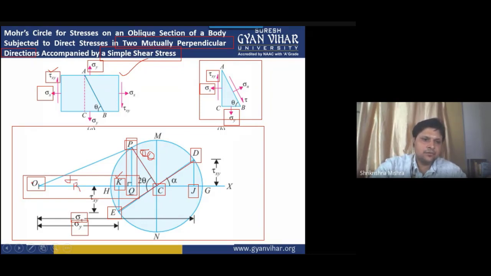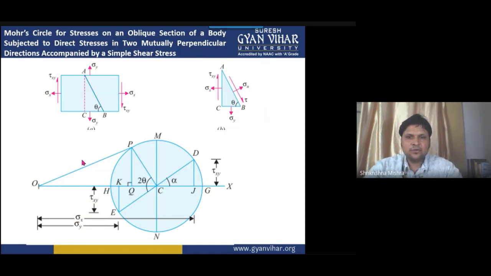For the resultant stress across the inclined plane, you will find the length OP. Whatever the value is, you just convert it with the help of a scale and you will get the resultant stress. So I hope this process is now understood to you.